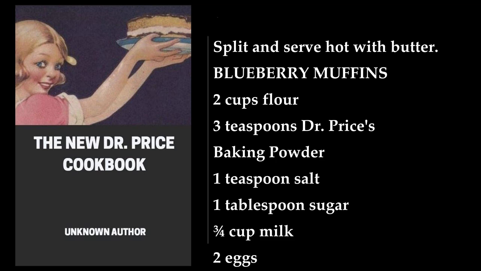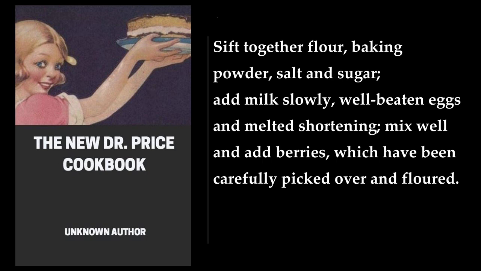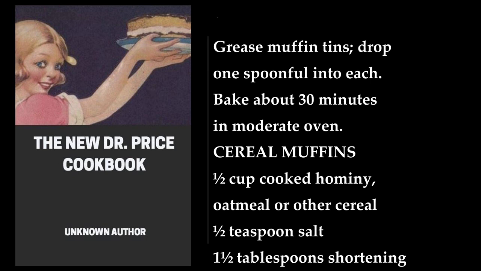Blueberry muffins. 2 cups flour. 3 teaspoons dry Price's baking powder. 1 teaspoon salt. 1 tablespoon sugar. 3/4 cup milk. 2 eggs. 1 tablespoon shortening. 1 cup berries. Sift together flour, baking powder, salt and sugar. Add milk slowly, well-beaten eggs and melted shortening, mix well and add berries, which have been carefully picked over and floured. Grease muffin tins, drop 1 spoonful into each. Bake about 30 minutes in moderate oven.